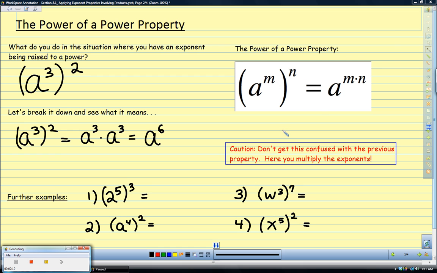So be careful. Don't get this confused with the previous property. Here you multiply the exponents. Now here I've got some examples for you to do. Go ahead and pause the video and do them. Okay, did you get those answers? I hope so. If you did them right.